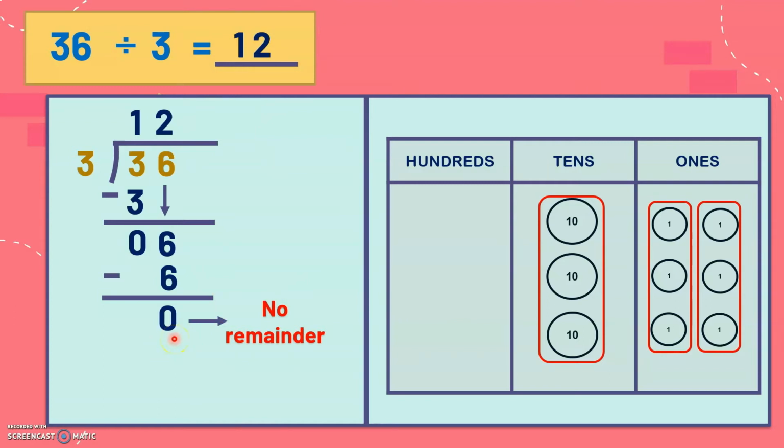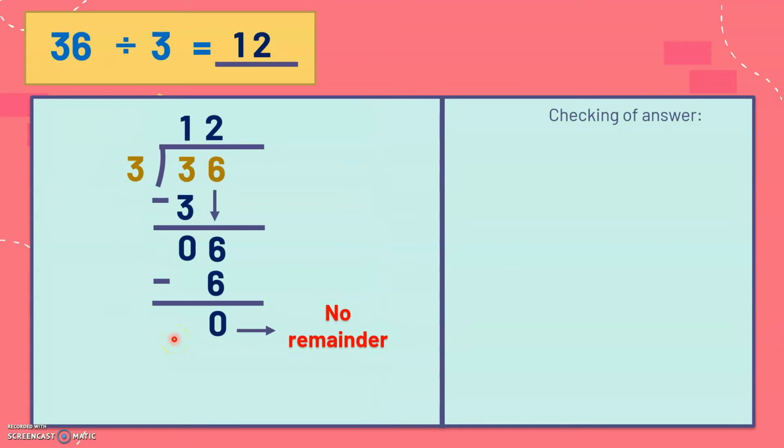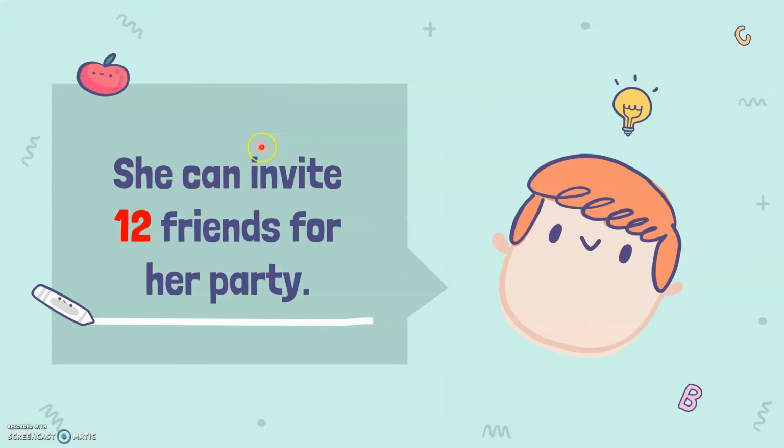To check if our answer is correct, we will multiply the quotient and the divisor. So, 12 times 3. So, 2 times 3 is equal to 6. 1 times 3 is equal to 3. So, it is correct. 36 divided by 3 is equal to 12. So, our final answer is she can invite 12 friends to her party.